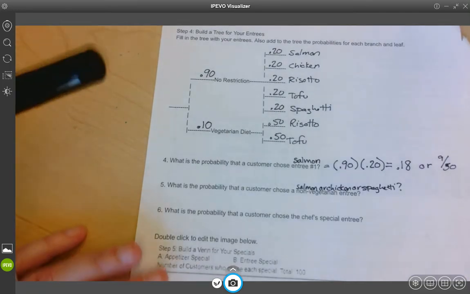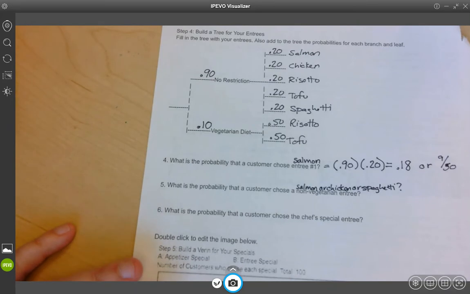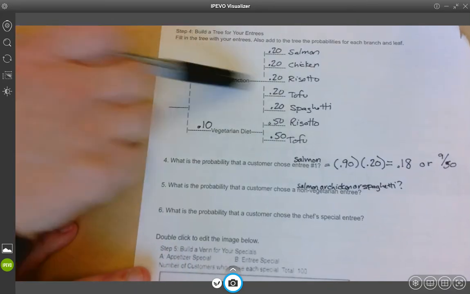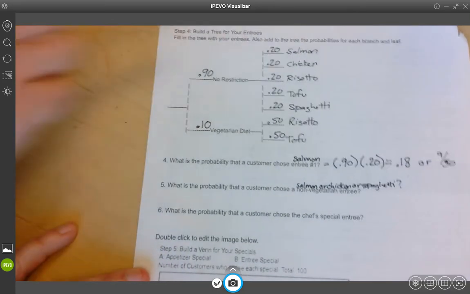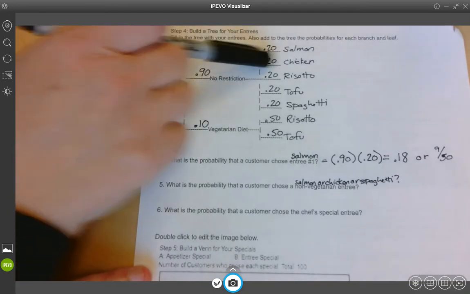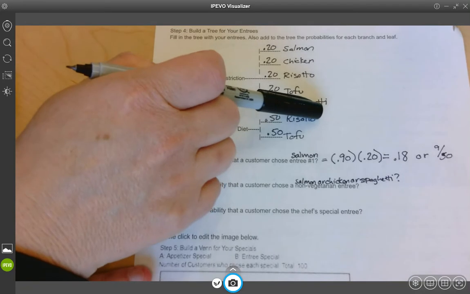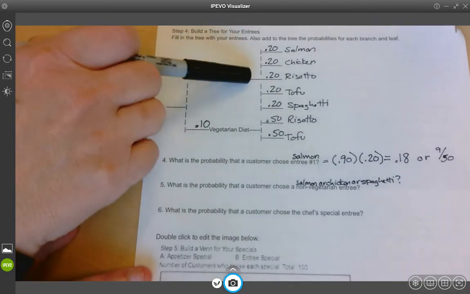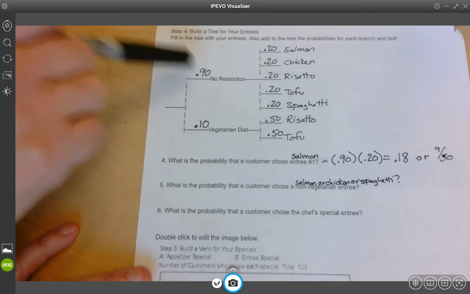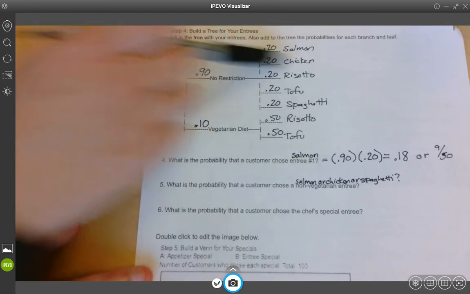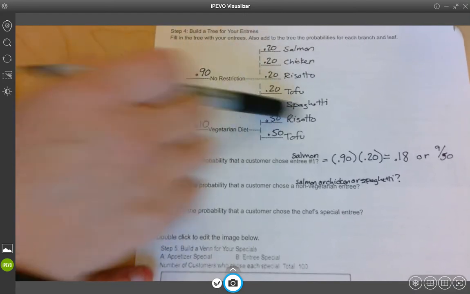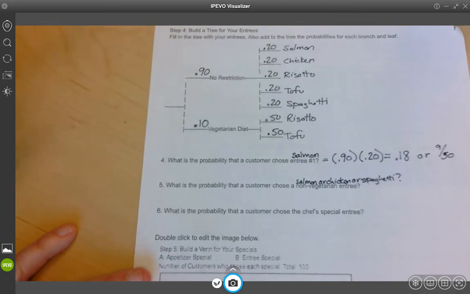So basically we have to find the probability of each one and add them up. So it's going to be no restriction times salmon plus no restriction times chicken plus no restriction times spaghetti. Okay? So 0.9 times 0.2 plus 0.9 times 0.2 plus 0.9 times 0.2. We have to add up all the possibilities.